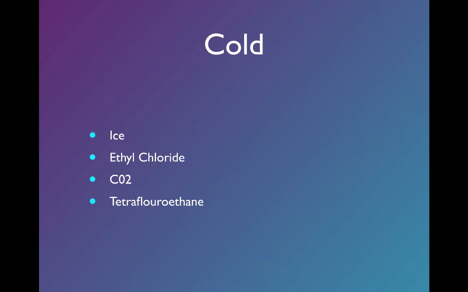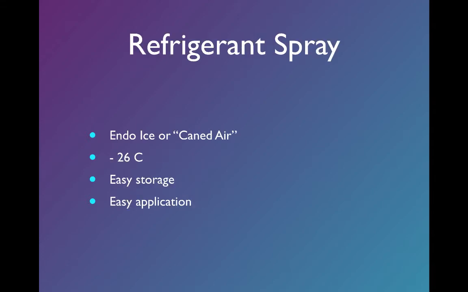The third test that we'll do almost all the time is cold. And there's a few ways to do that. You can use ice sticks, you can use ethyl chloride, or you can use CO2. We like the tetrafluoroethane spray, the refrigerant. And that comes in a couple different varieties. You can have endo ice, which is available from most dental supply companies, or you can use the canned air that is sold by computer electronic companies to clean off keyboards. It's the exact same thing.